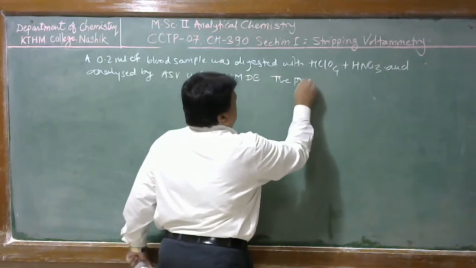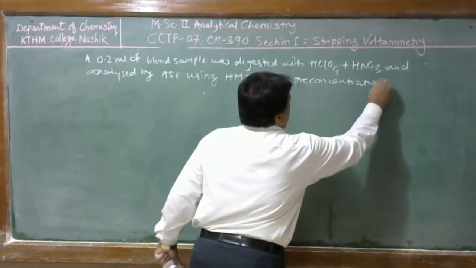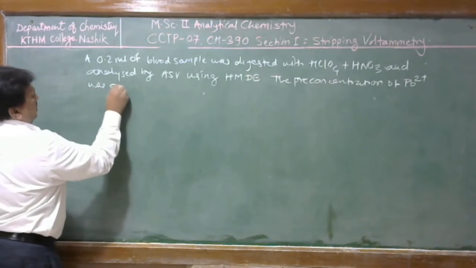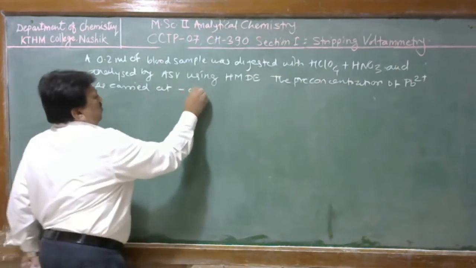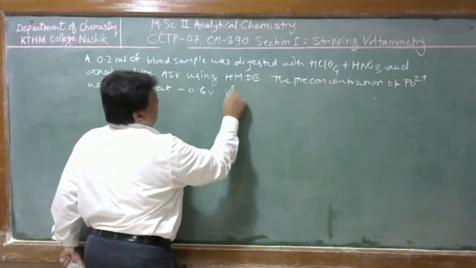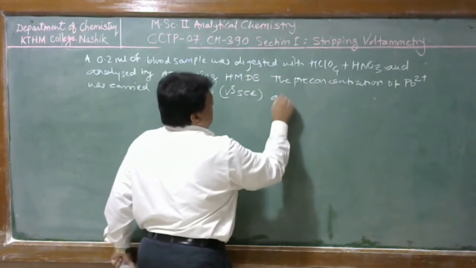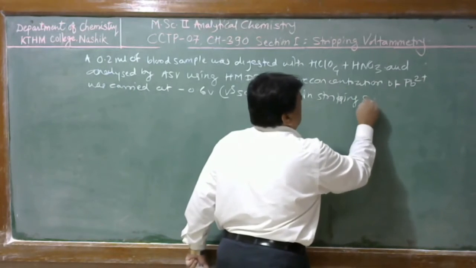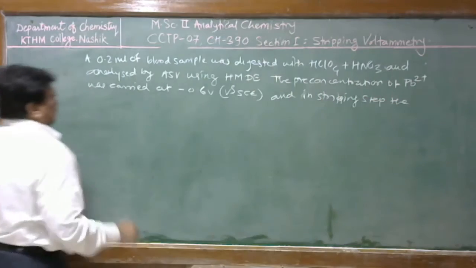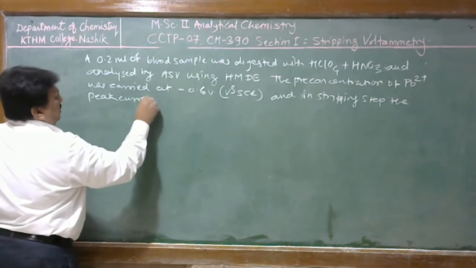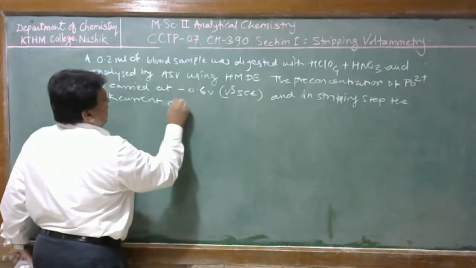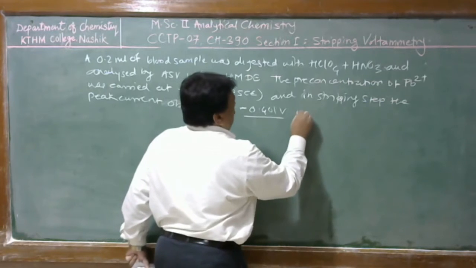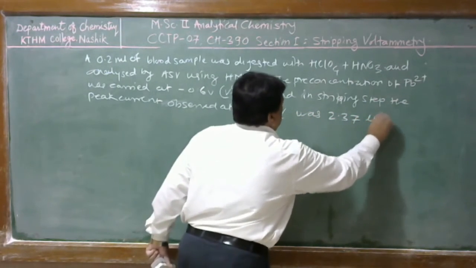In the pre-concentration stage, concentration of Pb2+ was carried out at minus 0.6 volt versus saturated calomel electrode, and in the stripping stage the peak current observed at minus 0.401 volt was 2.37 microampere.